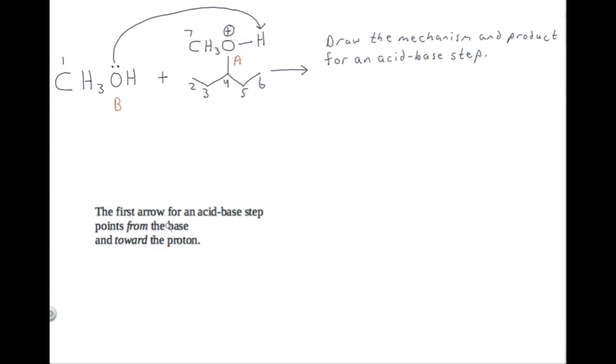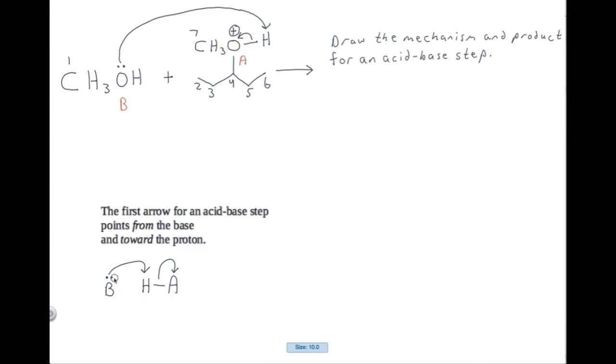The first arrow goes from the base towards the proton. That makes sense because a base is an electron donor. It donates electrons to take a proton. So this is a logical arrow for a base. And then the second arrow for the acid should be easy. It's going to point from the bond towards the atom with the positive charge.